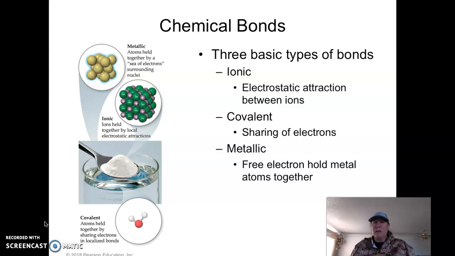So we're going to spend more time talking about the ionic and the covalent. But again, those are the three types. And it's easy to tell. Ionic occurs between a metal and a nonmetal. Covalent occurs between two nonmetals, and metallic forms between two metals.